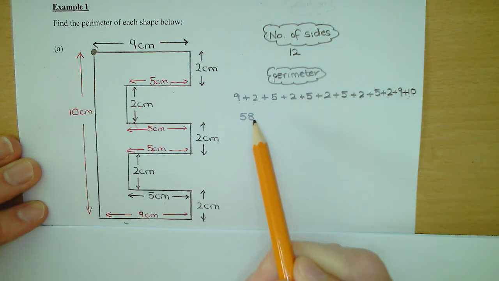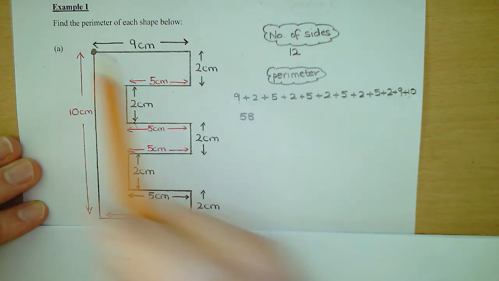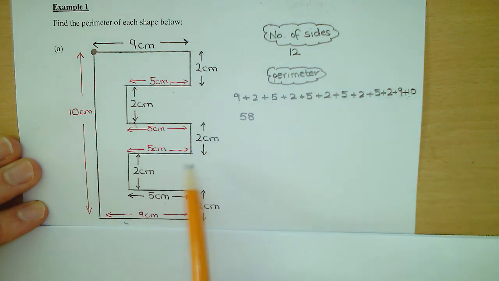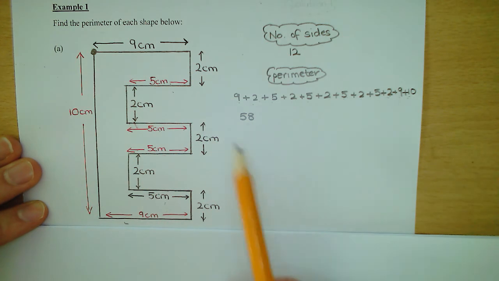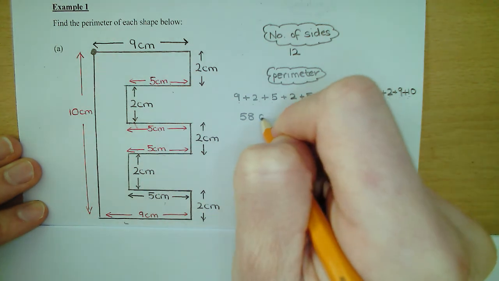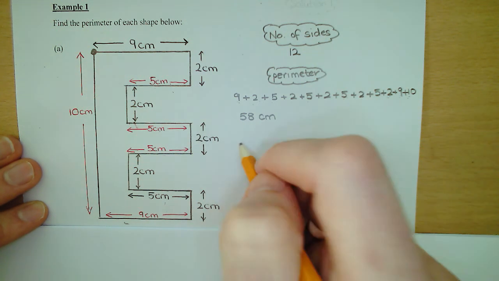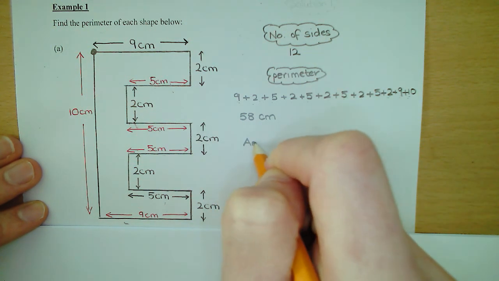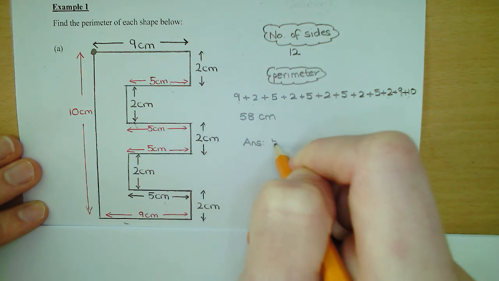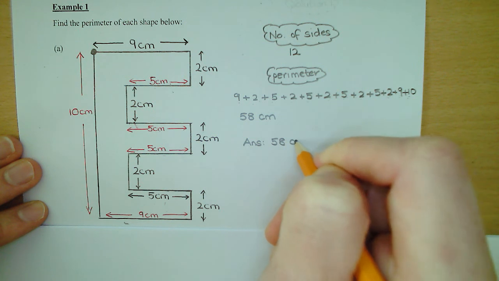Now we're still not done. We need to write down the units. Now because all the sides were measured in centimetres, then the perimeter will be measured in centimetres, because that's what perimeter is. Perimeter is a length, so we're not talking about area anymore. So our final answer is 58 centimetres.